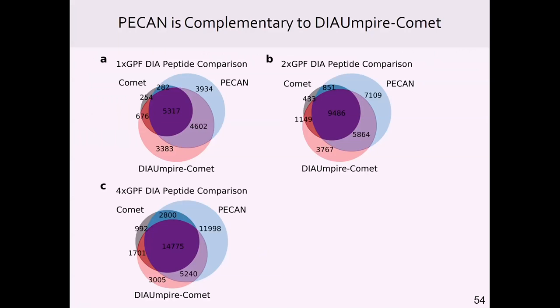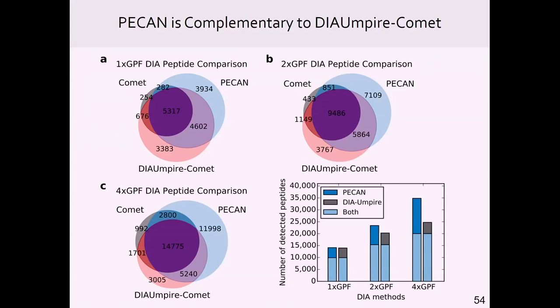In general, between DIA-Umpire and Pecan, you can get almost everything you can by DDA and Comet. And there are differences. Here's with one gas phase fractionation, so wide windows. Here's with two gas phase fractionations and four. In general, when you have wide windows, Pecan gets very similar numbers of results as you get with DIA-Umpire, but about 30% of them are unique to either DIA-Umpire or to Pecan.